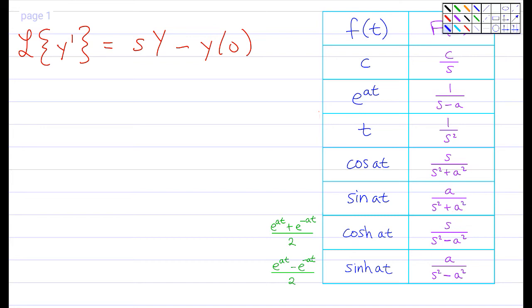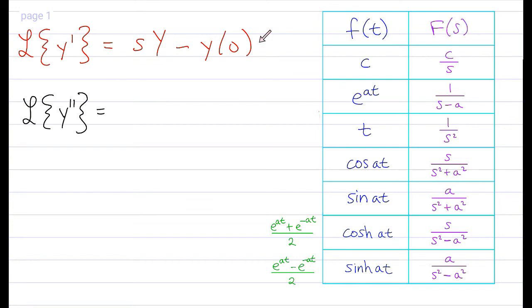Now, we also need one more result. We need the Laplace transform of the second derivative of y. Well, I can use my equation in red. I can use this equation and basically replace y with y prime. Why not? If this equation applies to y, then it's also going to apply to y prime. Okay, how do I do that?